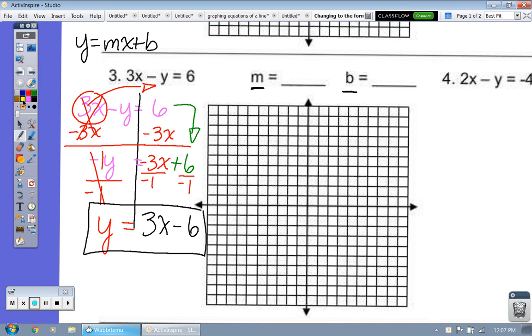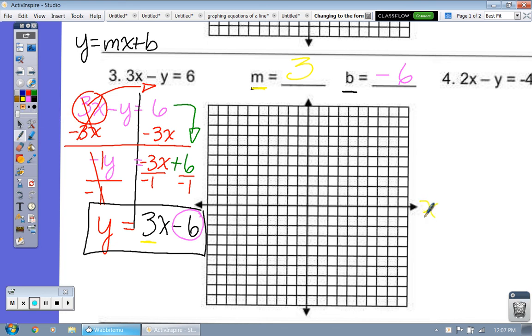So let's go here. The slope is the number in front of x. It is 3. Our y-intercept, that's the number at the very end here by itself. It's negative 6. So this is just like the previous activity we did. So now we need to just plot this. Let's build some steps here.